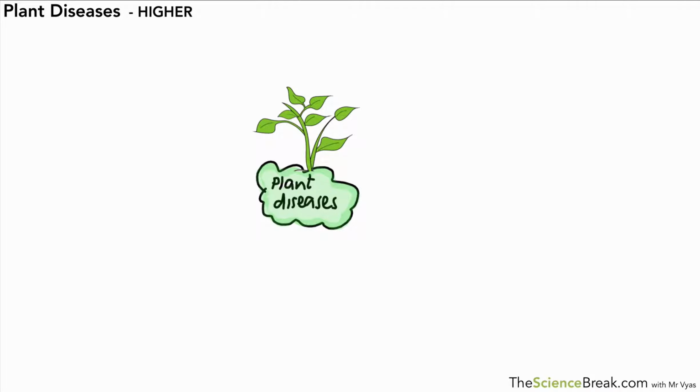Hello, today we're looking at plant diseases, and this is for the higher tier, and it's also for the biology only course. So if you're doing combined science, the Trilogy course, you don't need to know this information. So we're going to look at how plant diseases can be detected, and we're going to look at 7 different ways that would give clues to whether plants have a disease or not.